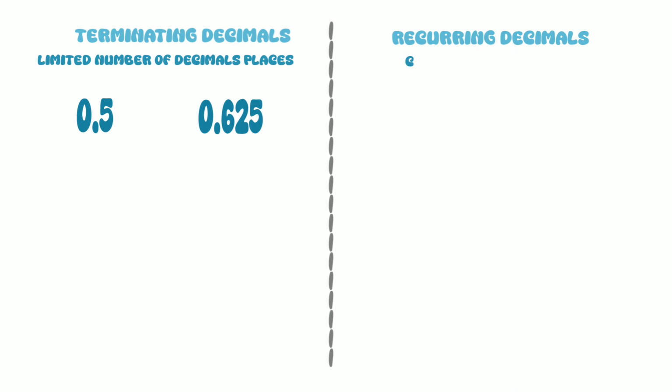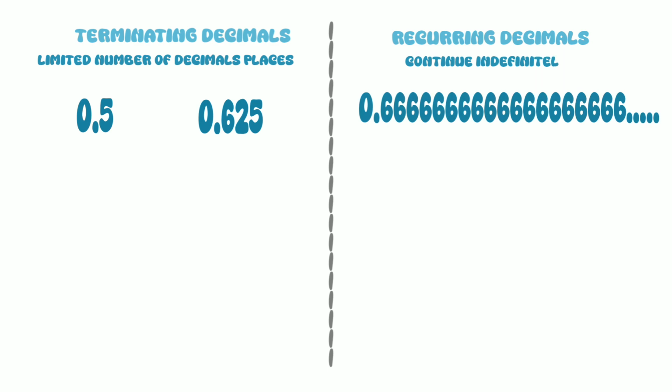In contrast, recurring decimals continue indefinitely, like 0.66666, going on forever. We obviously don't want to write out an infinite number of sixes though. So instead, you can put a dot above the digit that recurs. So for this one, you could just write out 0.6, and then put a little dot just here above the 6, to show that it's the 6 which is recurring.